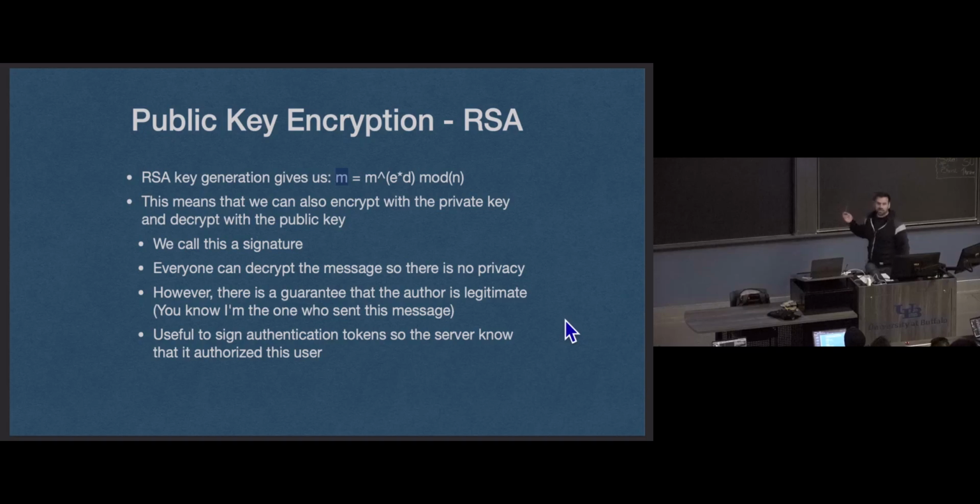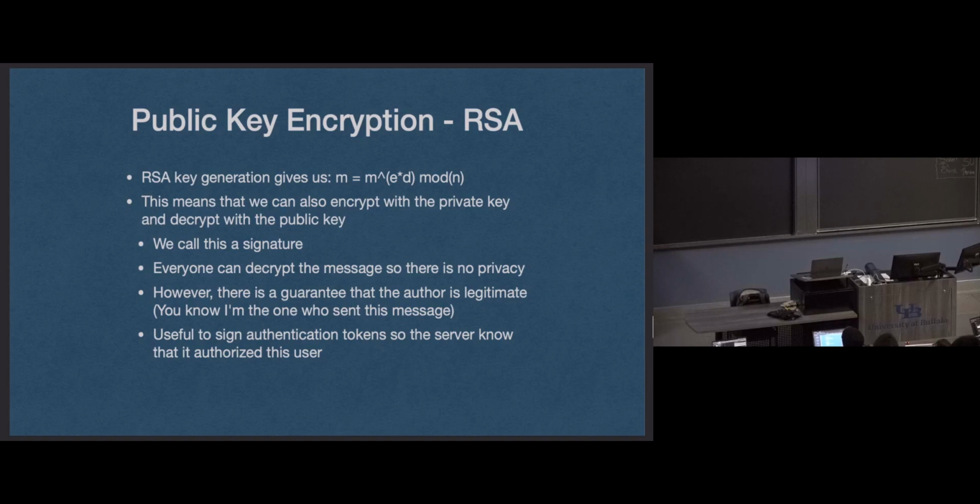And multiplication is commutative. So instead of encrypting with the public key and decrypting with the private key, we can just do it in the other order. We can "encrypt" with the private key and then "decrypt" with the public key. I have to put those in quotes because it's not encryption at that point, which seems useless.